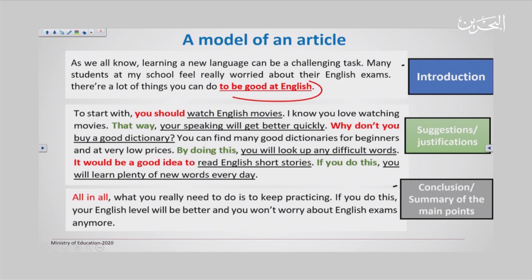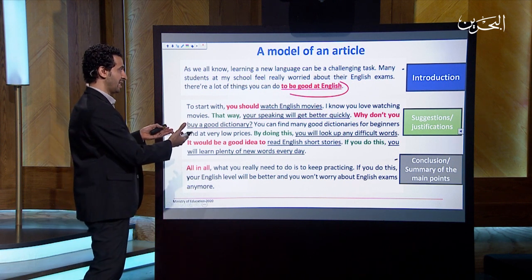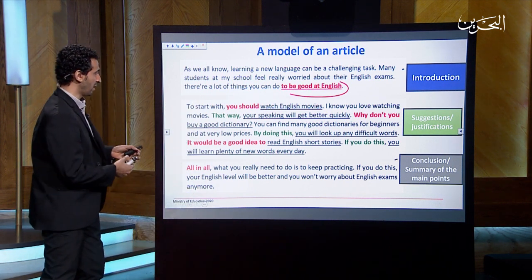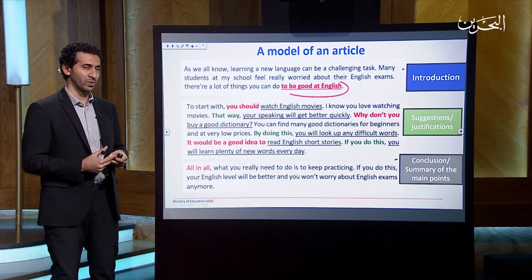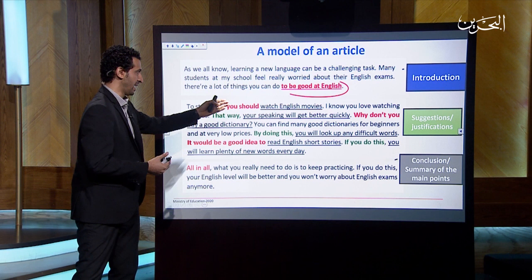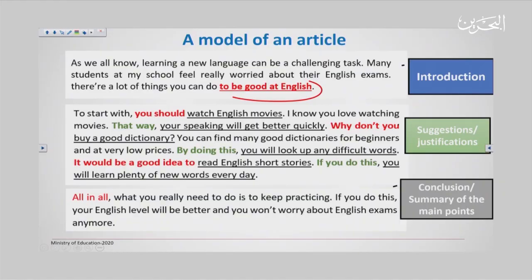I just wanted to remind you that the main body is the most important part of this kind of writing because it has all the suggestions, it has all the justifications. And again, if you start reading the second paragraph, to start with, you should watch English movies. So this is a suggestion. I know you love watching movies. So you can elaborate on the idea. You can add more details to this suggestion. But here's the justification: that way your speaking will get better quickly. So again, we have a suggestion and a justification. The same thing with the second sentence. Why don't you buy a dictionary? Again, this is the suggestion and you can elaborate on this idea.